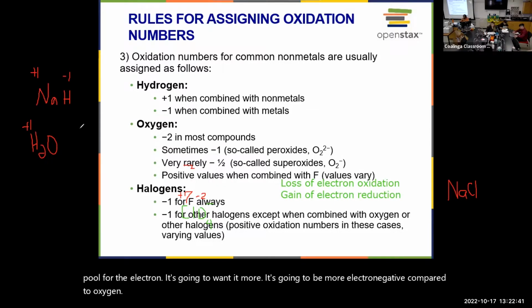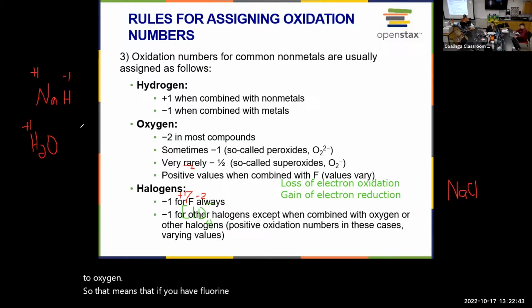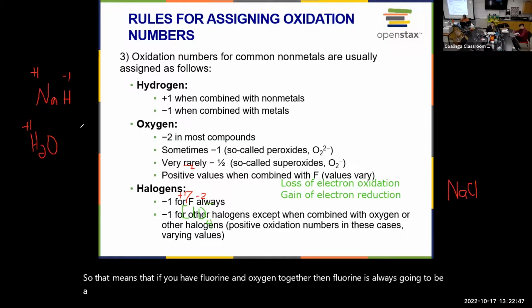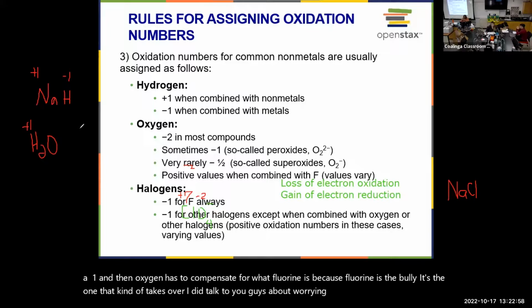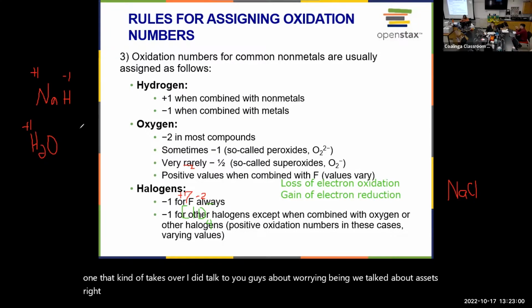So that means that if you have fluorine and oxygen together, then fluorine is always going to be a -1, and then oxygen has to compensate for what fluorine is, because fluorine is the bully. It's the one that kind of takes over. I did talk to you guys about fluorine when we talked about acids, strong acids. So fluorine is that bully that kind of makes everybody bend to its will.